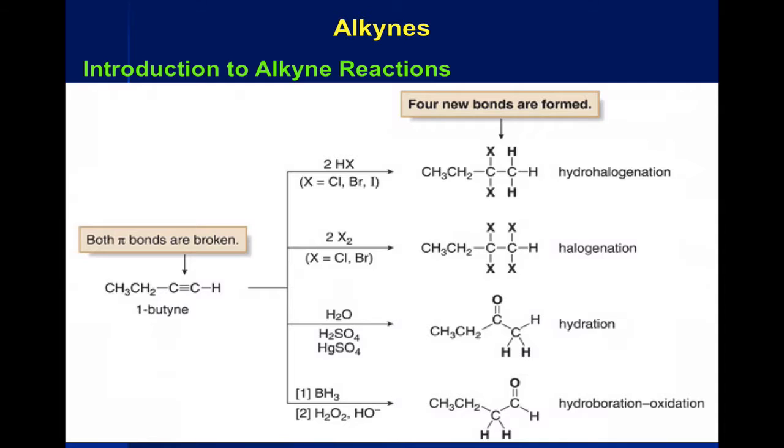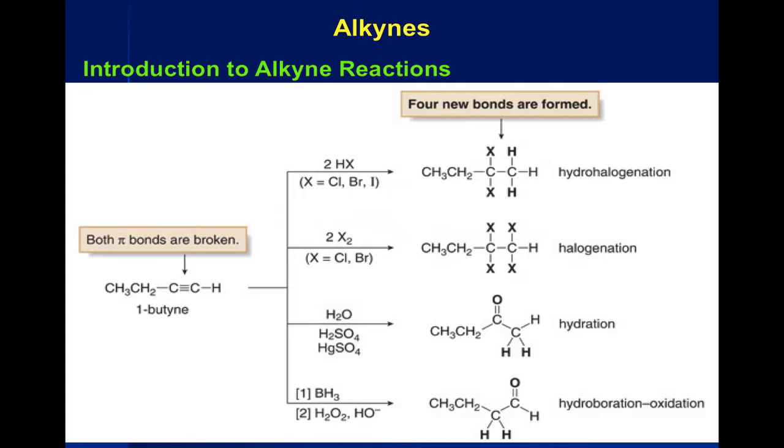We can add X2 if X is chlorine or bromine, same as if it were an alkene, and we can get halogenation where we've added 4 C-X bonds to our molecule. Okay. Here's what's different. If I add water across a carbon-carbon triple bond, I do not get a diol. I get a ketone or an aldehyde, depending on what I'm dealing with. That's different, and we need to figure out why that's the case. Okay? So we'll talk about that in just a moment.